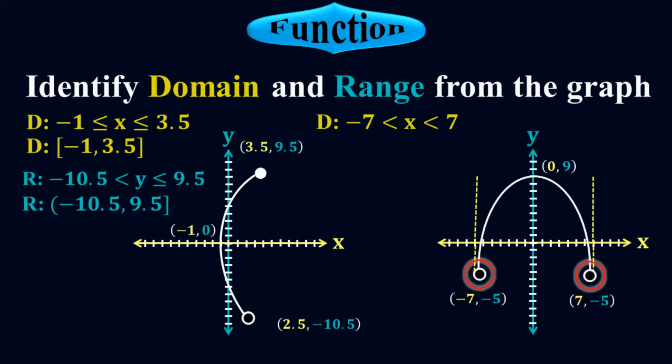This is the domain. I can also write it as an ordered pair, negative 7, positive 7. I have parentheses on both sides because of the empty circles.